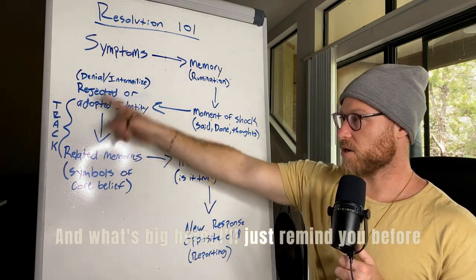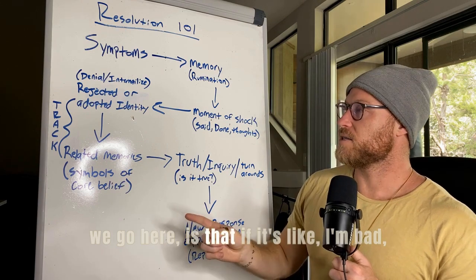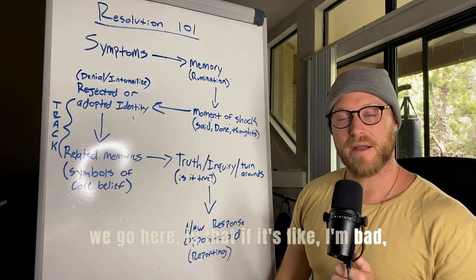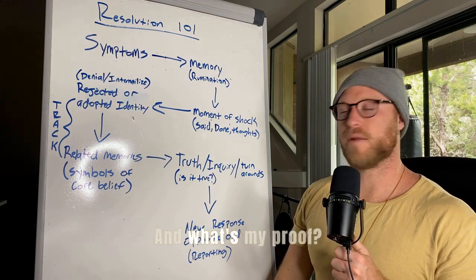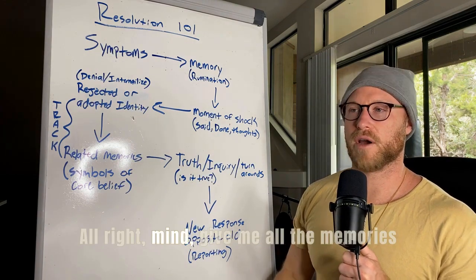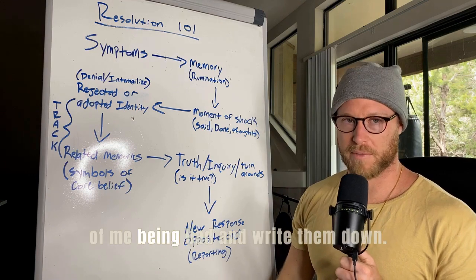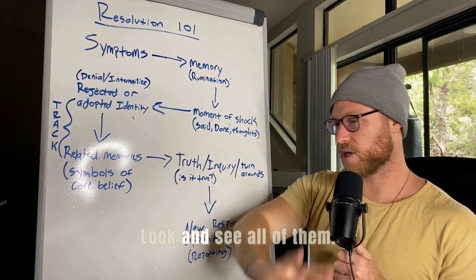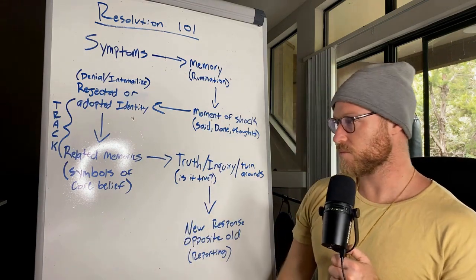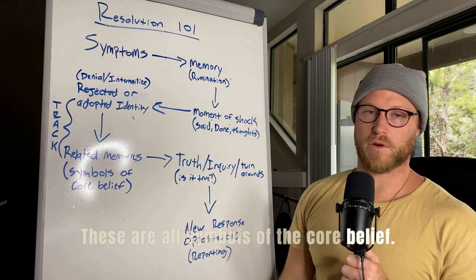And what's big here, I'll just remind you before we go here, is that if it's like, I'm bad, before you go into letting that go, just own it. Yeah, I am bad. And what's my proof? What's my evidence? All right, mind, give me all the memories of me being bad. And write them down. Look and see all of them. These are all symbols of the core belief.